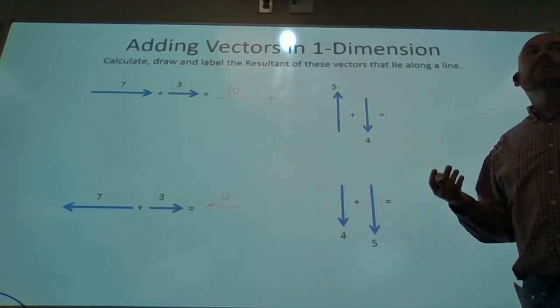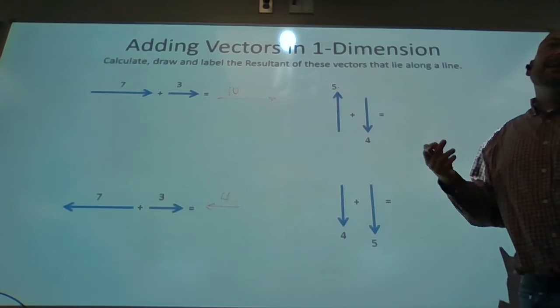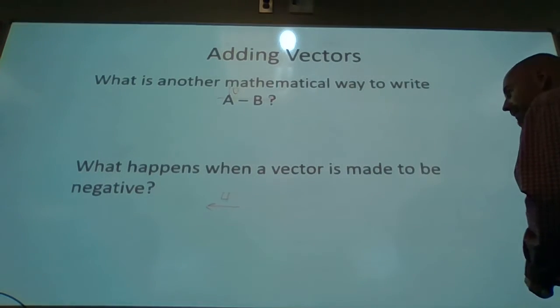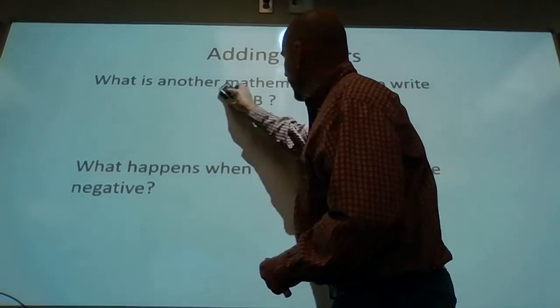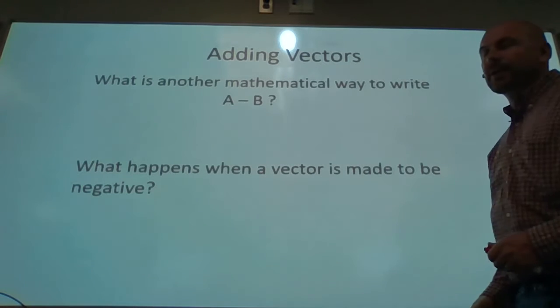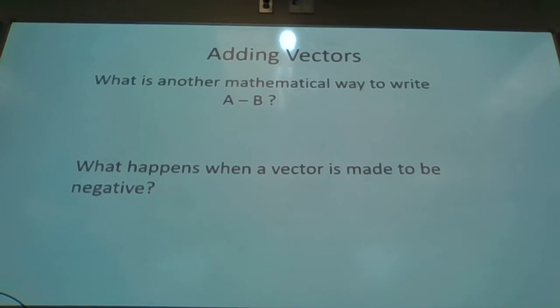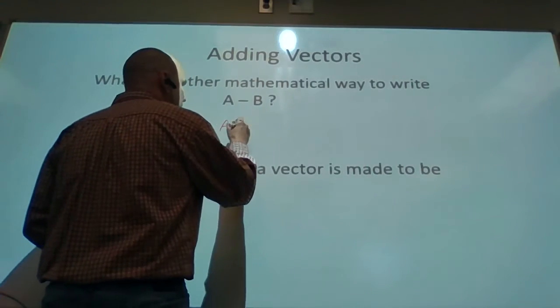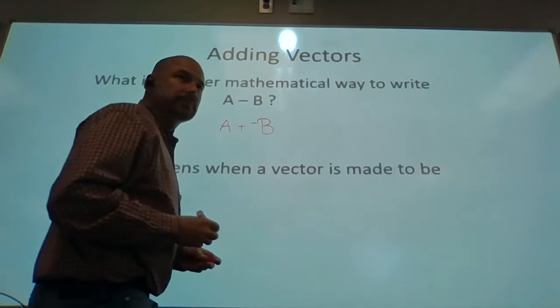Okay. So once you've learned how to add, then the next thing is learning how to subtract. But that's okay, because we can connect subtraction to addition. What's another way we can write A minus B? A plus a negative B. I think I heard it. Okay. A plus a negative B.